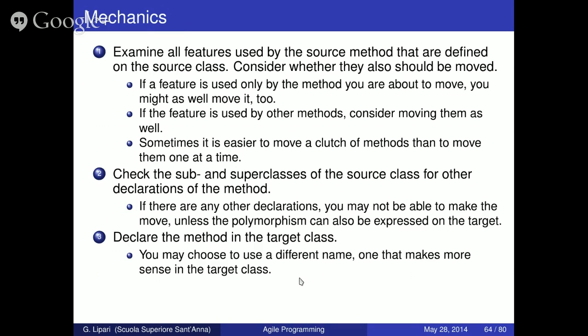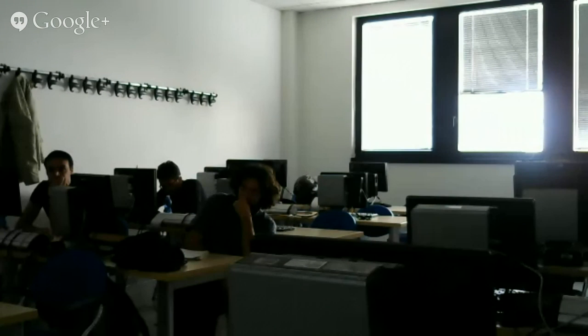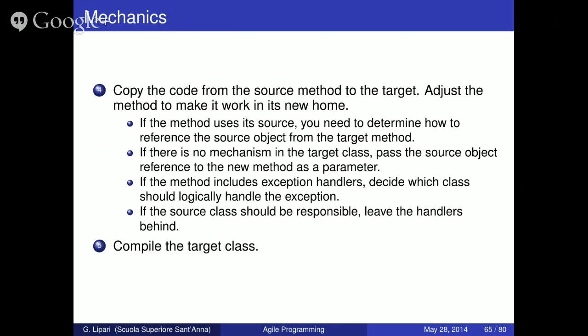Okay, so you declare the method in the target class, and if you find it appropriate, you may want to choose a different name, one that makes more sense in the target. Then you copy the code from the source method to the target. You adjust the method to make it work in the new home. So you have to check everything. If the method uses its source, you need to basically have some link back and understand how to go back and take what you need.